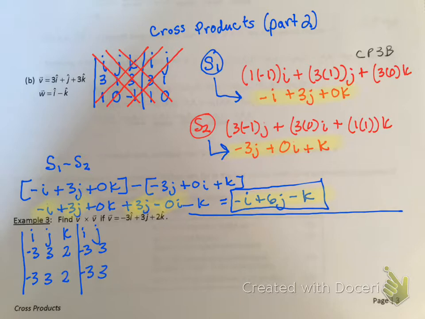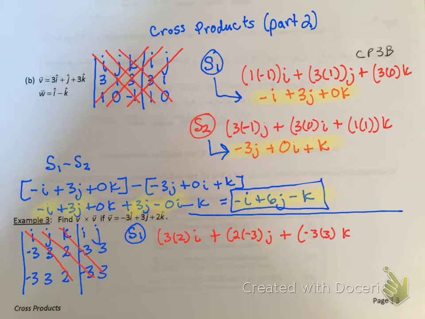Okay, and now we're going to use the basket weave method. So I'm going to do sum 1. Sum 1, I start with I. So I get 3 times 2I, plus J is 2 times negative 3, plus K is negative 3 times 3.